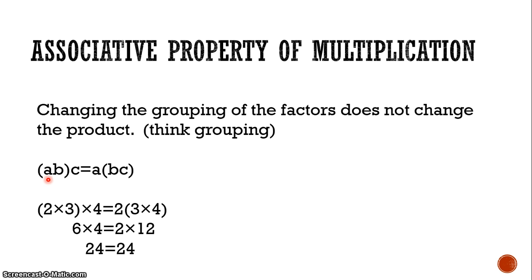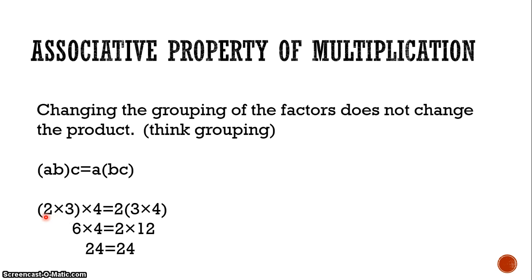So if I do A times B first and then multiply by C, it's going to give me the same answer as if I do B times C first and then multiply by A. Again, if the letters are a little confusing for you, let's look at the one with numbers. Here I have 2 times 3 and then times 4, or I can do 3 times 4 and then times 2. It's not going to make a bit of a difference.